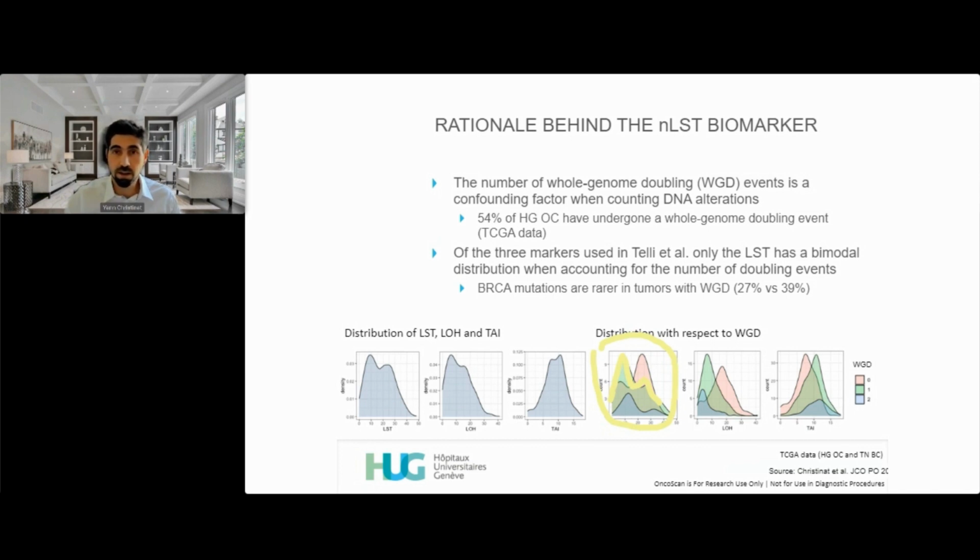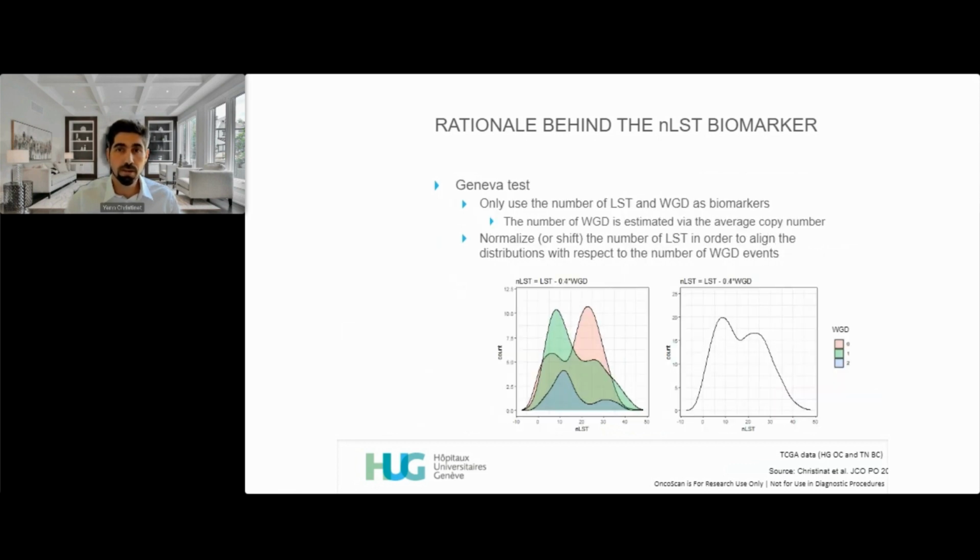So what we decided is simply to use the LST and normalize them for the number of whole genome doubling events. And what we see when we do that is that the valley here is really deepening as we normalize the data. Ideally, the valley should reach the bottom. That would be the ideal biomarker separating the two populations. Here it's not ideal, but at least it seems to be a tad better than the GIS.